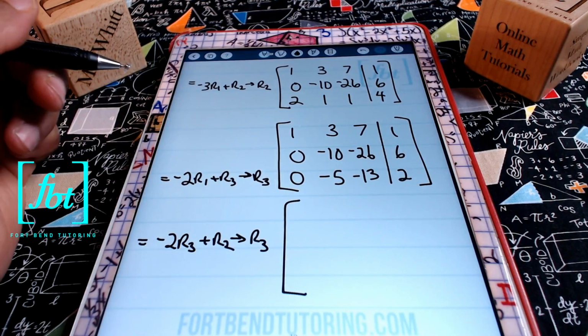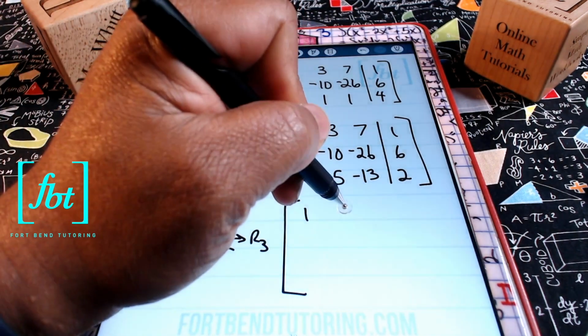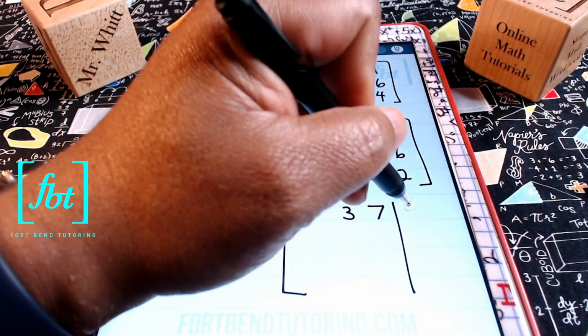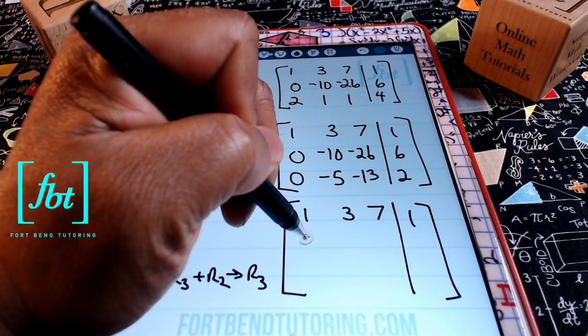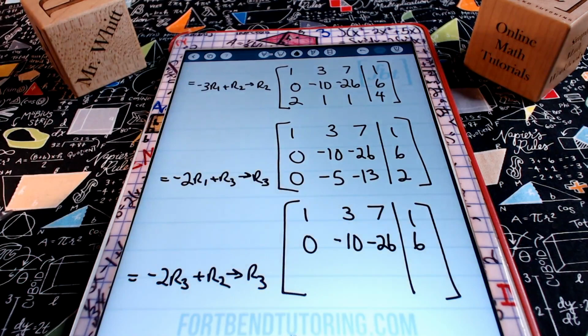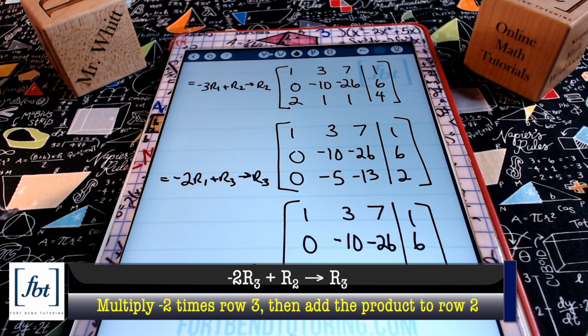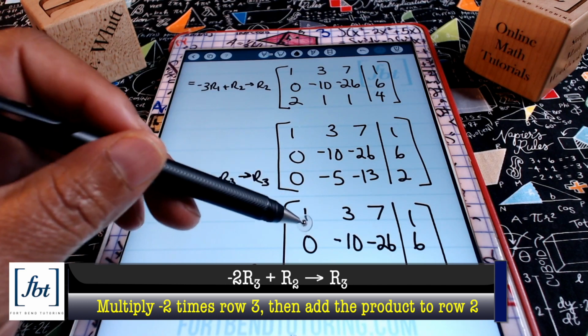What does that mean for me? That means that my first and second rows will remain the same. I'll have 1, 3, 7, and 1 for that first row. Then for the second row, we'll have 0, -10, negative 26, and 6. And then finally, to get our third row, we're going to be multiplying row 3 times negative 2 and then adding it to row 2.